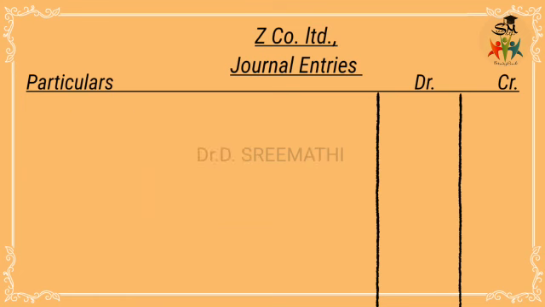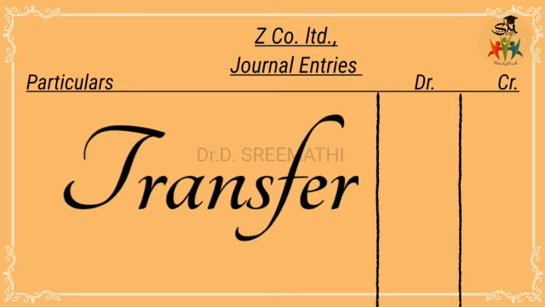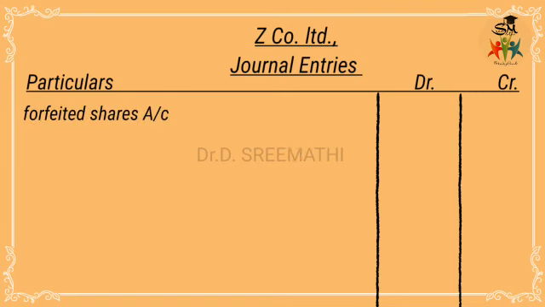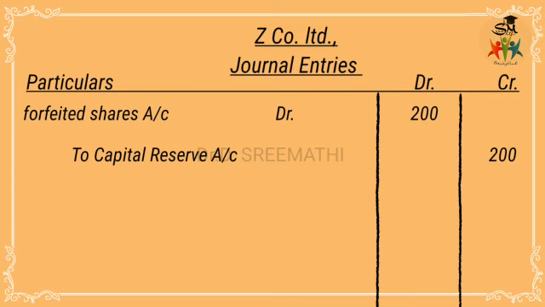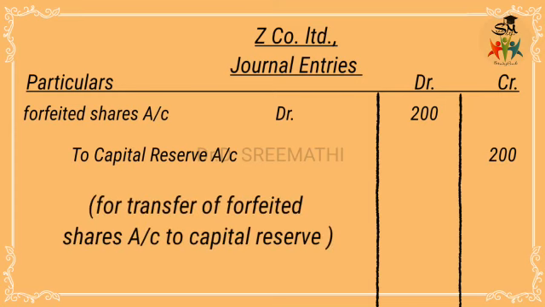And then we have to transfer the balance of forfeited shares account to capital reserve. If you put a ledger account, you can easily know the credit of forfeited shares account is 300 and now we have debited 100 rupees. So the balance is 200. That amount goes to capital reserve account. So the journal entry is forfeited shares account debit, to capital reserve account, 200 rupees, for transfer of forfeited shares account balance to capital reserve account. Hope you are able to understand.